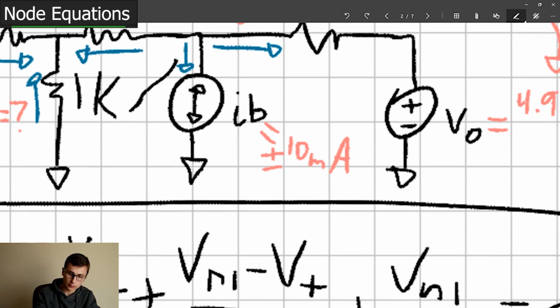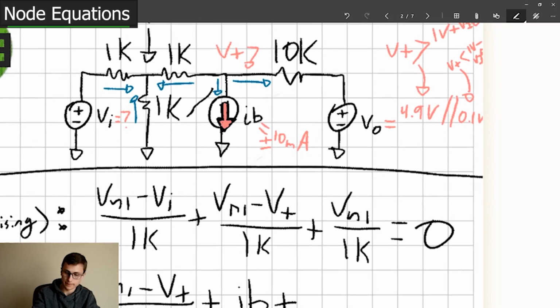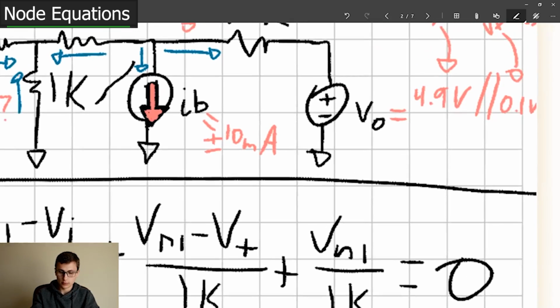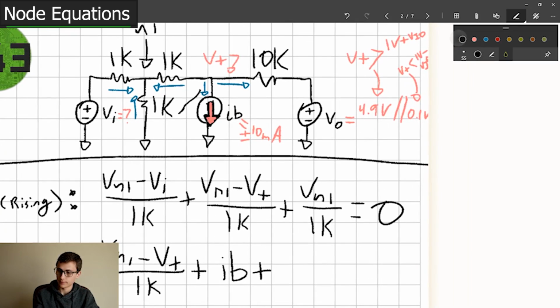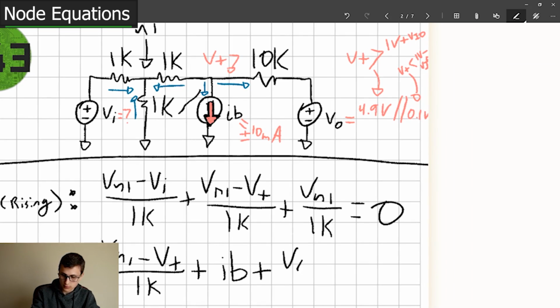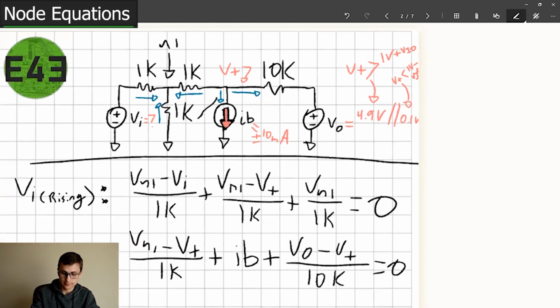Which means that we need to draw this a little better. We are going to draw this with a more pronounced arrow. Actually, we can just use a different color. There we go. IB, that is the direction of IB. Plus (V_O minus V_plus) divided by 10k equals 0.